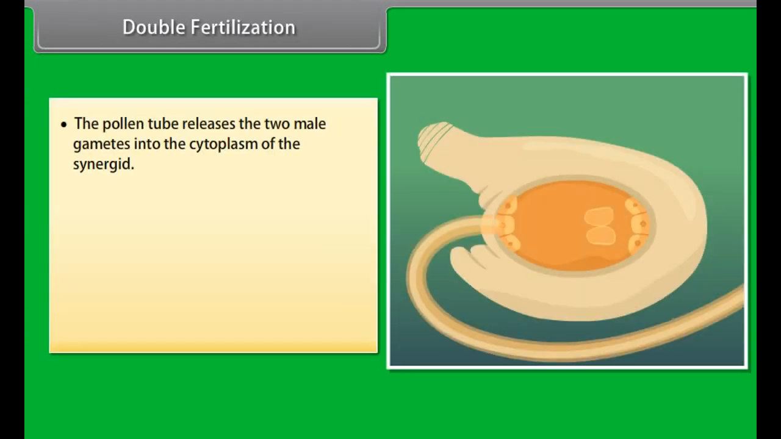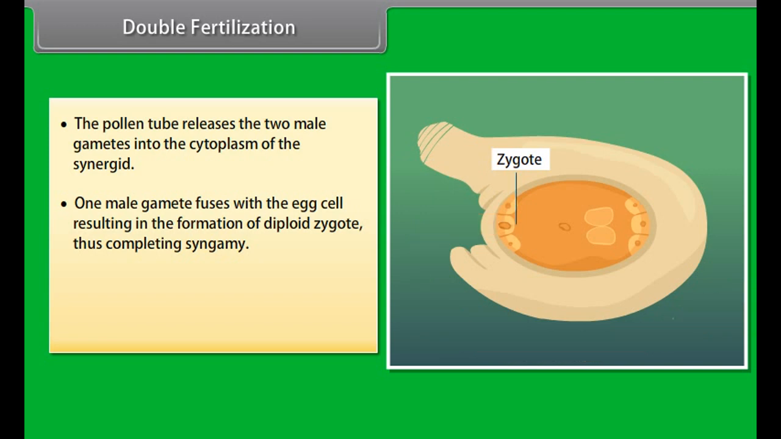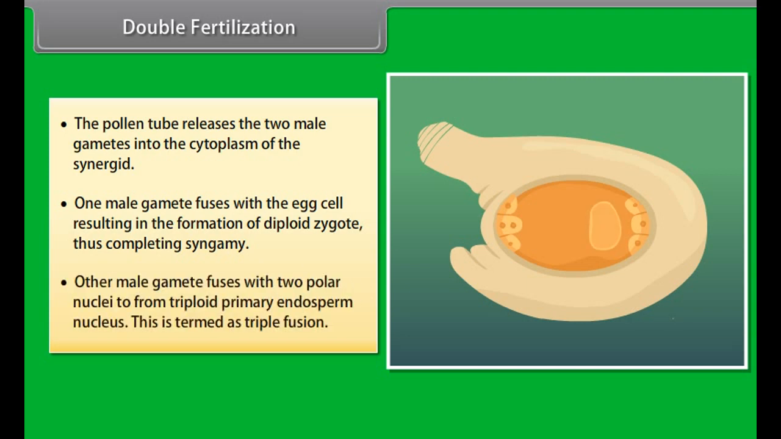Double fertilization. The pollen tube releases the 2 male gametes into the cytoplasm of the synergids. 1 male gamete fuses with the egg cell, resulting in the formation of diploid zygote, thus completing syngamy. The other male gamete fuses with 2 polar nuclei to form triploid primary endosperm nucleus. This is termed as triple fusion.